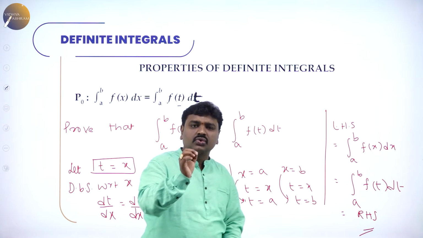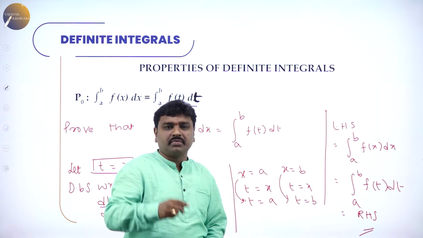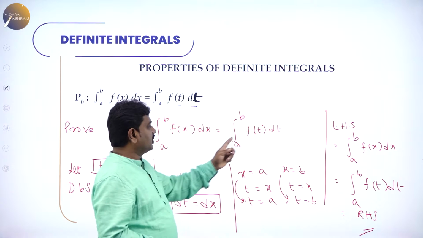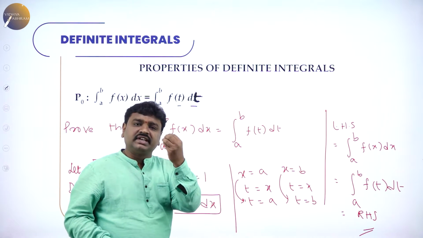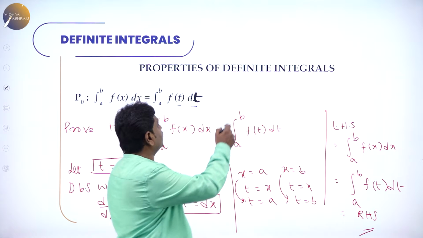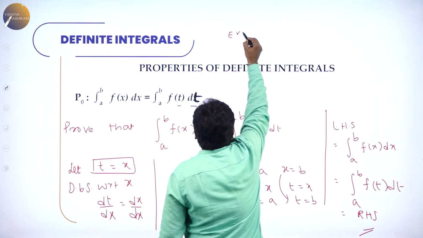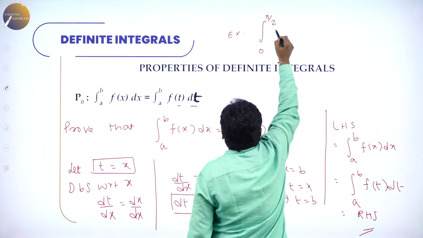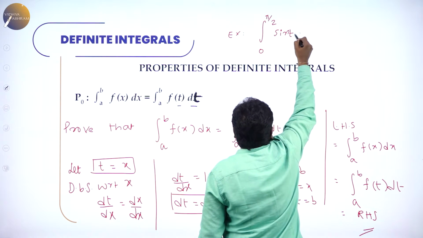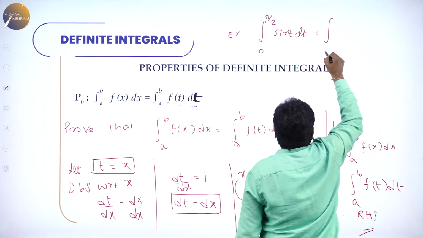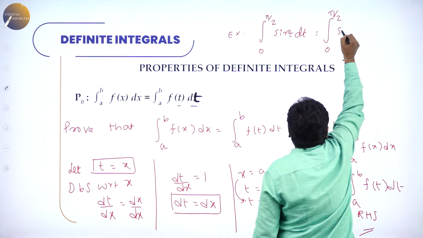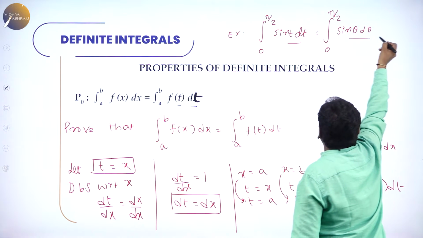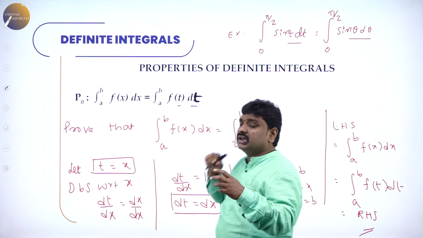So what is the conclusion? Conclusion is simple. When you replace the variable, you have to replace the "with respect to", that is the derivative, dx, or you can write dt, or you can write d theta. So one simple example, if you have integration of 0 to pi by 2 sin t dt, you can also write it as integral of 0 to pi by 2 sin theta d theta. Both are same. Means in place of t dt, you can write theta d theta or x dx. That is the meaning. So this is a proof.